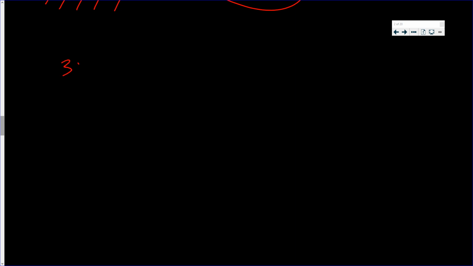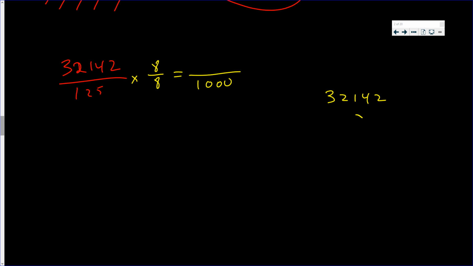If you have 3, 2, 1, 4, 2 and you want to divide by 125, you multiply the top and bottom by 8 because that gives you pretty much a 1 to divide by. So you take 3, 2, 1, 4, 2. You multiply it by 8, 16, 33, 11, 17, 25. So you have 257,136.